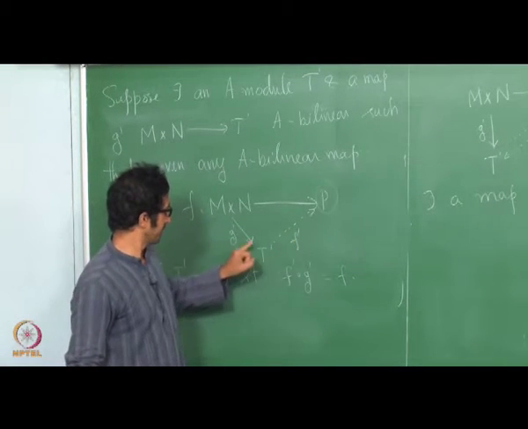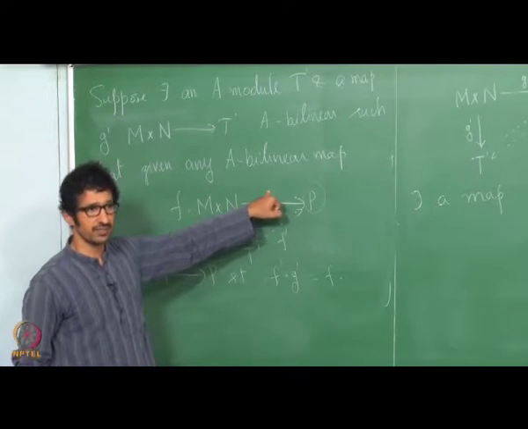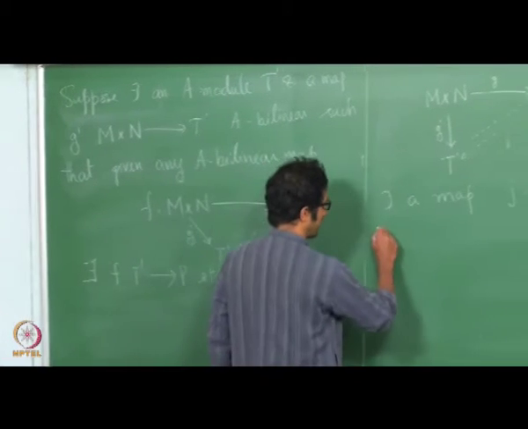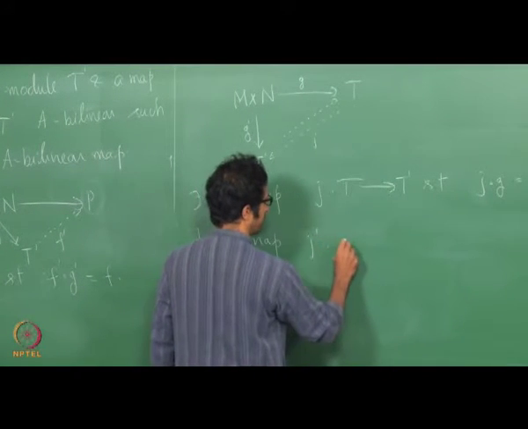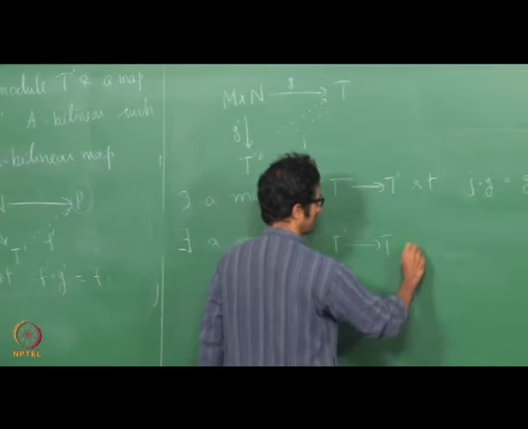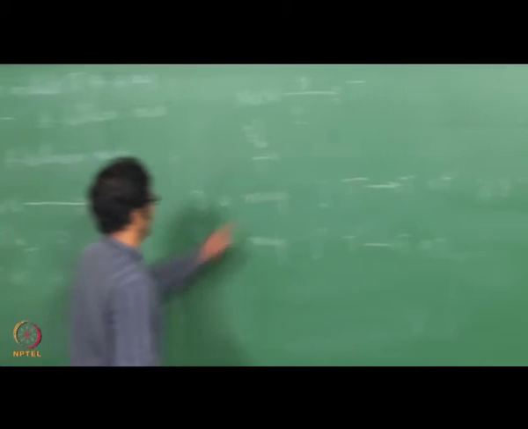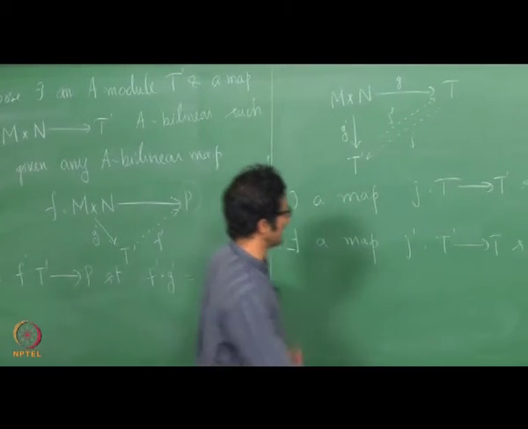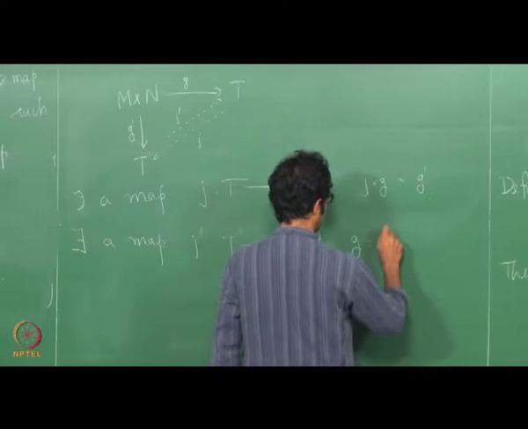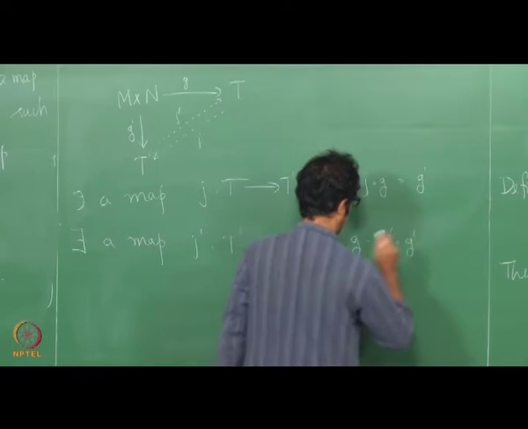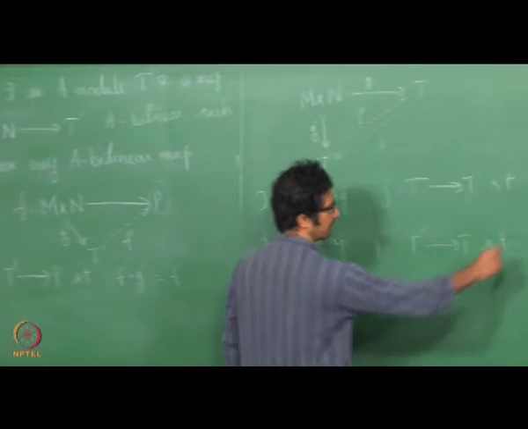What do I get? And take this map F to be equal to G. So we get a map J prime from T prime to T such that G is equal to J prime composite G prime. Is that clear? So therefore now look at these two.